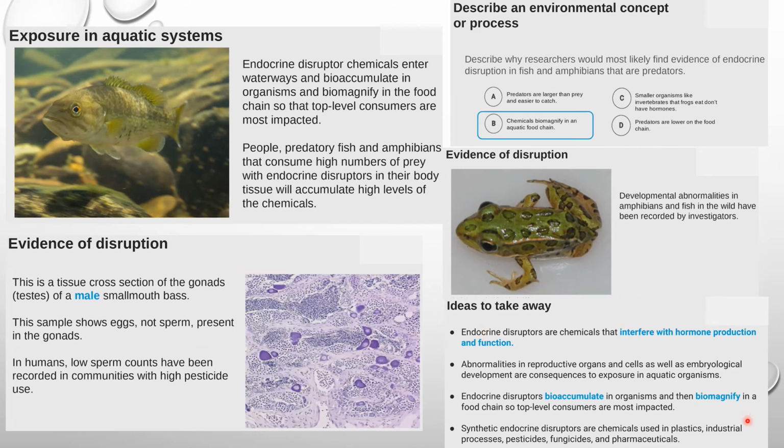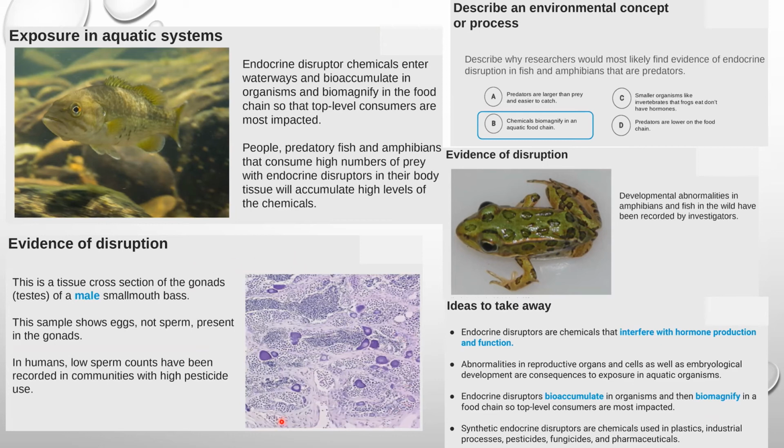So the idea is to take away the source down at the bottom. Remember, bioaccumulation and biomagnification are two different things. Bioaccumulation is in one organism, or one organism level. Biomagnification is when that endocrine disruptor, in this case, moves through the food chain.